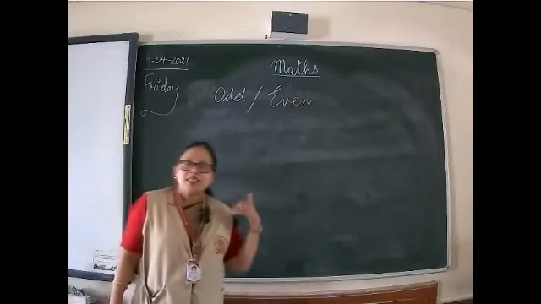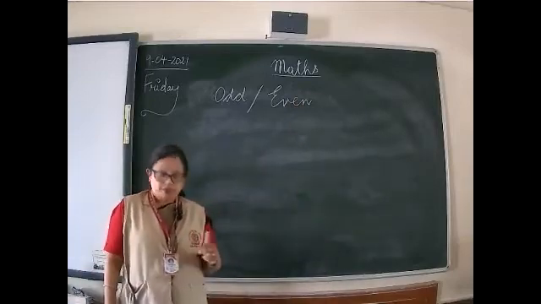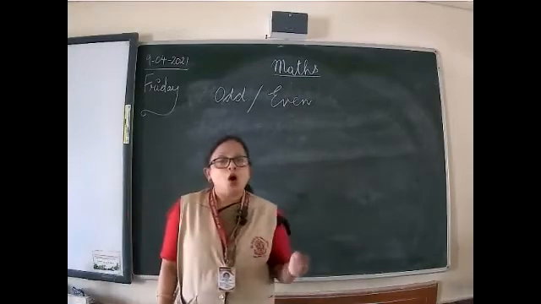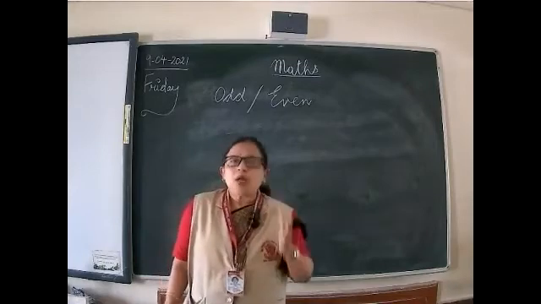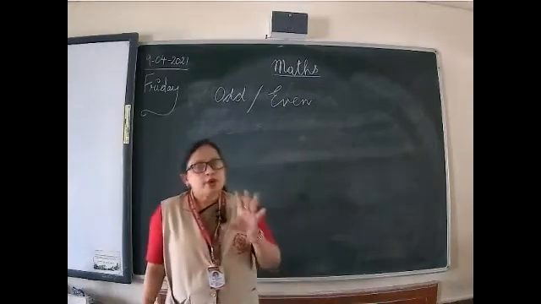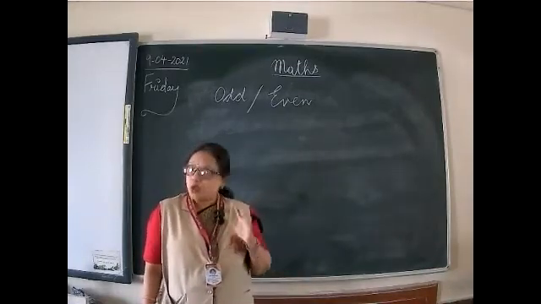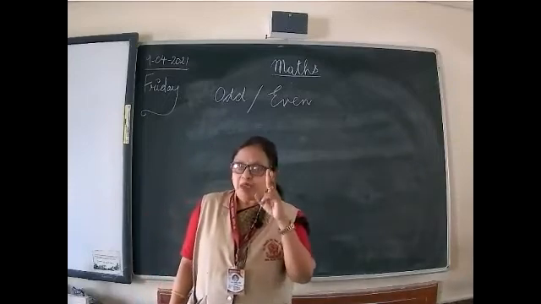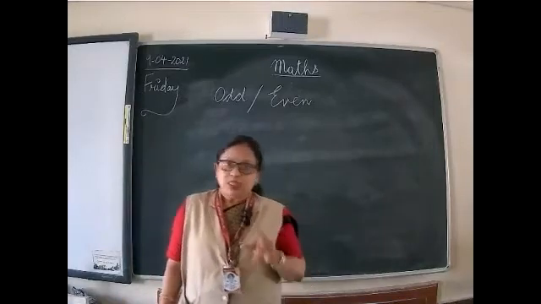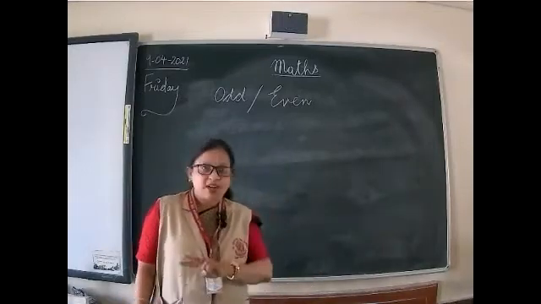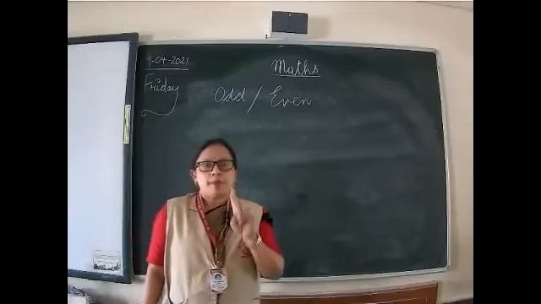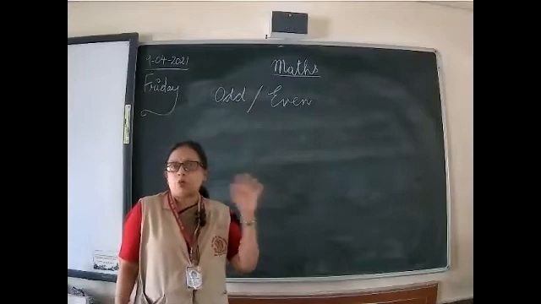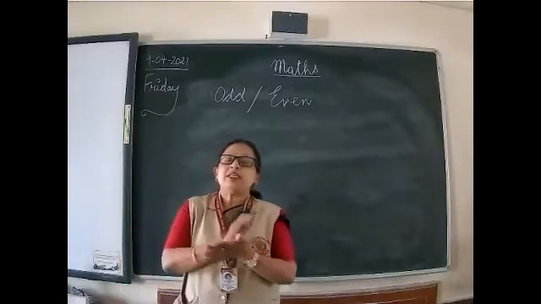Yes, as you can see, I have written odd, even. How will you identify whether a number is odd or even? Now, you know what are odd and even? If you can group the objects in pairs, you know how many items are there in a pair? 2. Yes or no? 2 things make one pair, like a pair of shoes. There are 2 shoes in that for your left and right foot. Okay, so a pair has 2 objects. So if you can make a pair of all the objects which you have, then that means it is even.